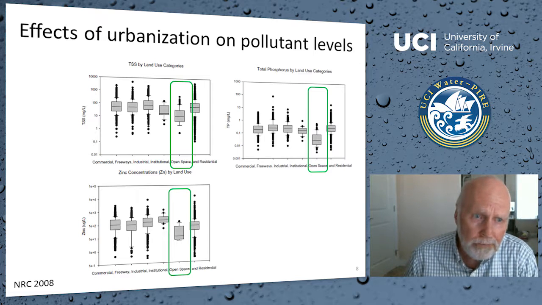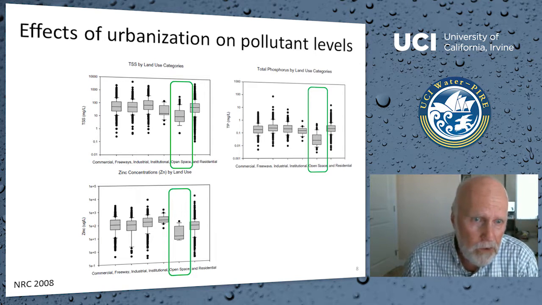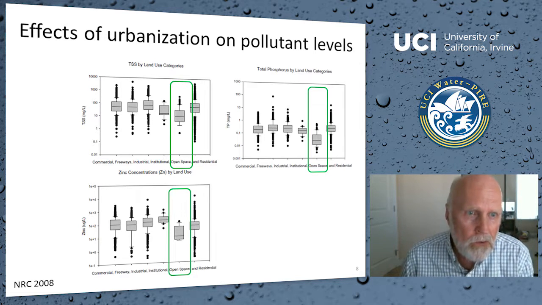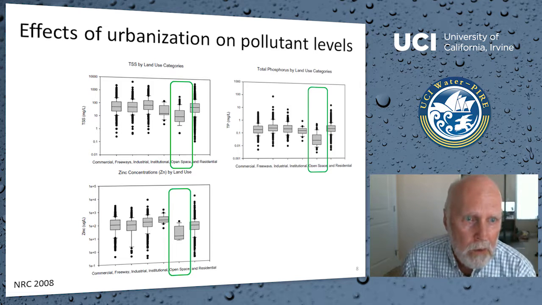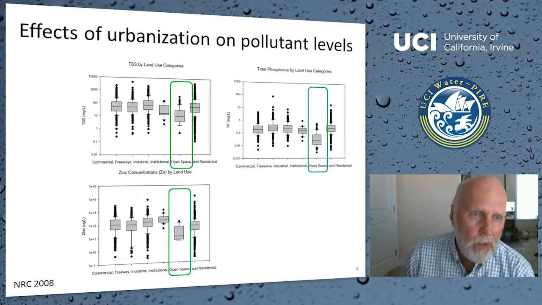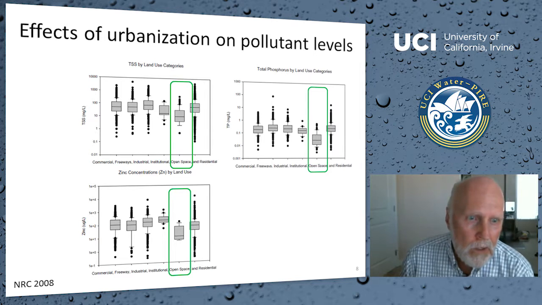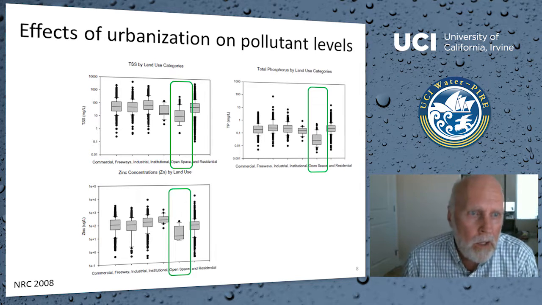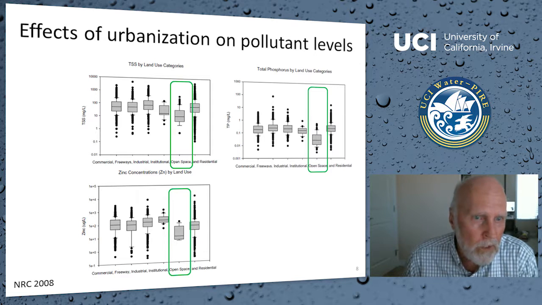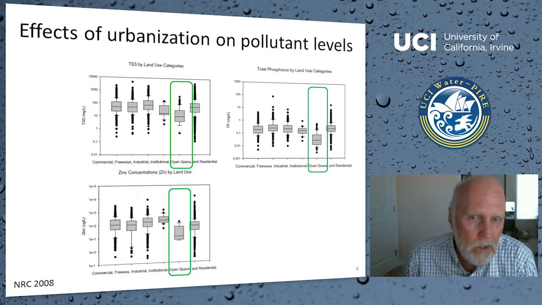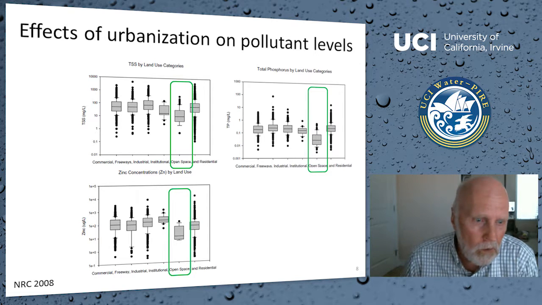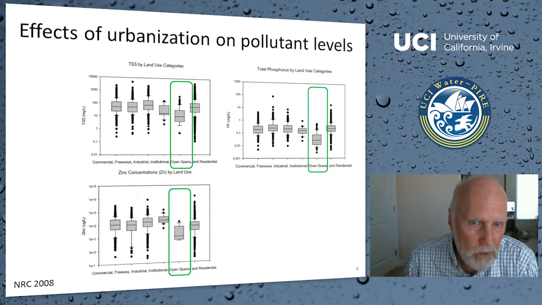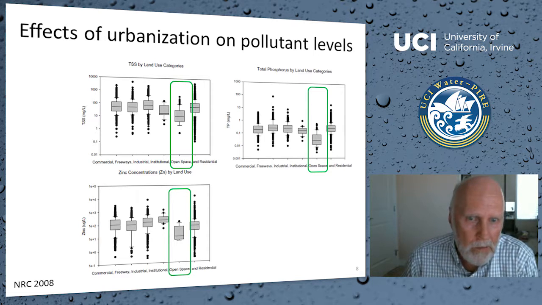pollutant levels. And this is just a quick illustration from an NRC report, but it just shows 3 different types of pollutants: TSS, so total suspended solids, total phosphorus, and zinc. And it has the levels of those pollutants in different sorts of land uses, and I've highlighted in green here the open space. And so in each of these cases, the pollutant level is lower in the open space than it is once the landscape gets urbanized.